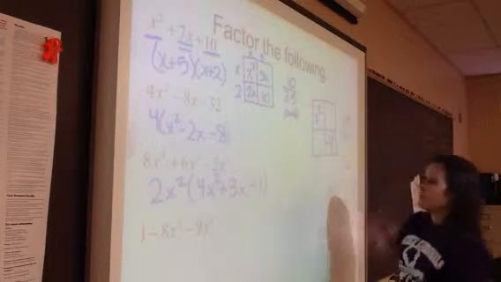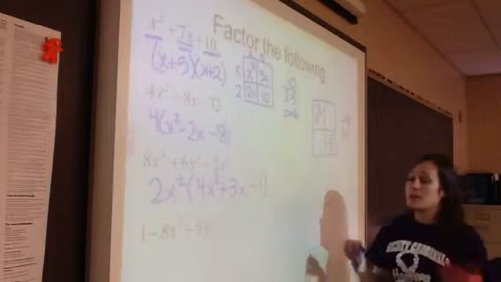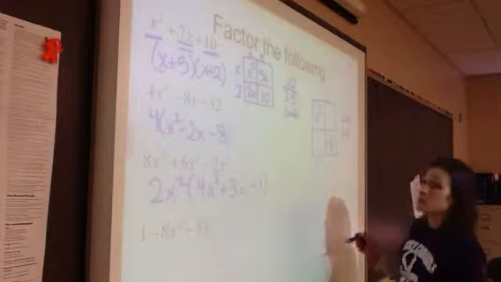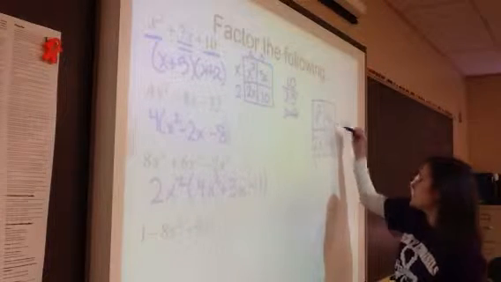So 1 and -8 added together would be -7. So it's not that one. 2 plus -4 is a -2x. So it's that one. So you have 2x and -4x.